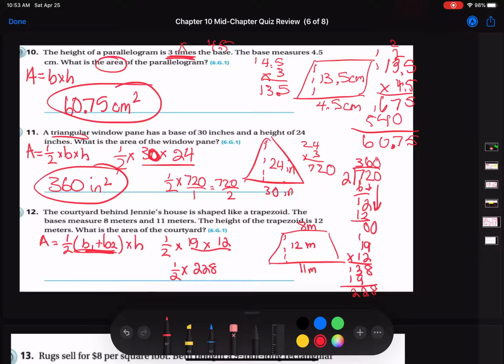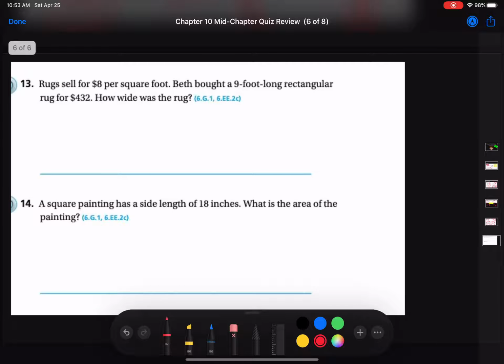So now you want to half that. So you have 228, and you want to half it by 2. You want to divide it by 2. And you're going to get 114. So that's your answer. 114 meters squared. Okay, I think we just have 2 left. Yes, we do.